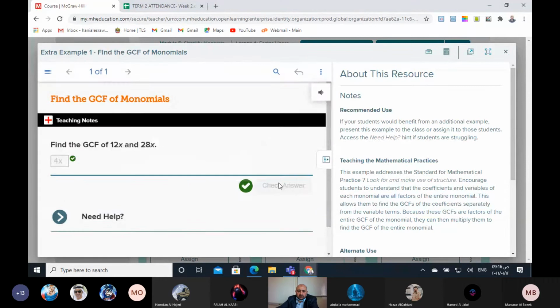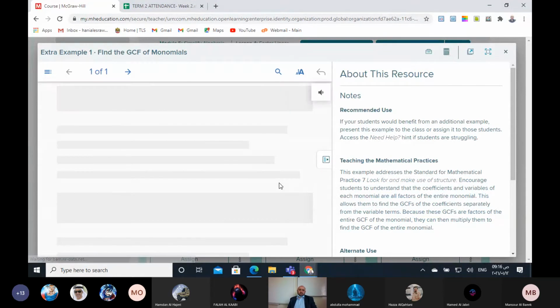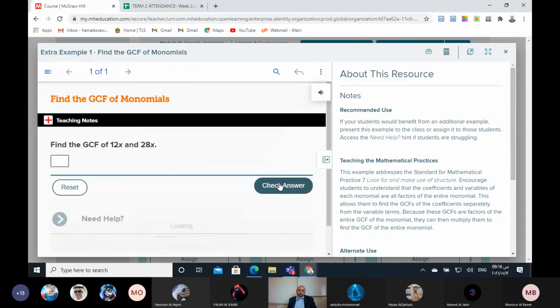Now the question: find the GCF of 12x and 28x. Please write this question in your notebook and tell me your answer, please. Start.